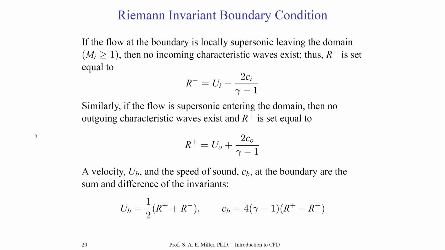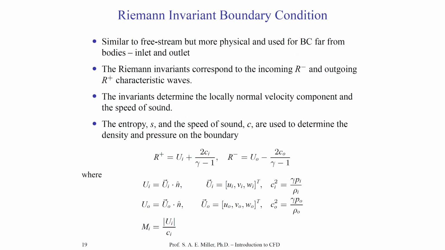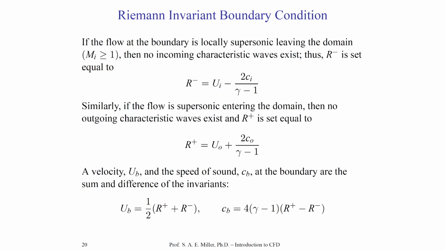Now, if the flow at the boundary is locally supersonic leaving the domain, then there are no incoming characteristic waves, as I just explained, and R minus would be set to this value. If the flow is supersonic entering the domain, then no outgoing waves exist, and R plus would be set to this value. So you can see in these two cases, we actually modify slightly R plus and R minus, depending on the condition at the wall. It's very minor, and they're not really changing the values. This is really happening automatically.